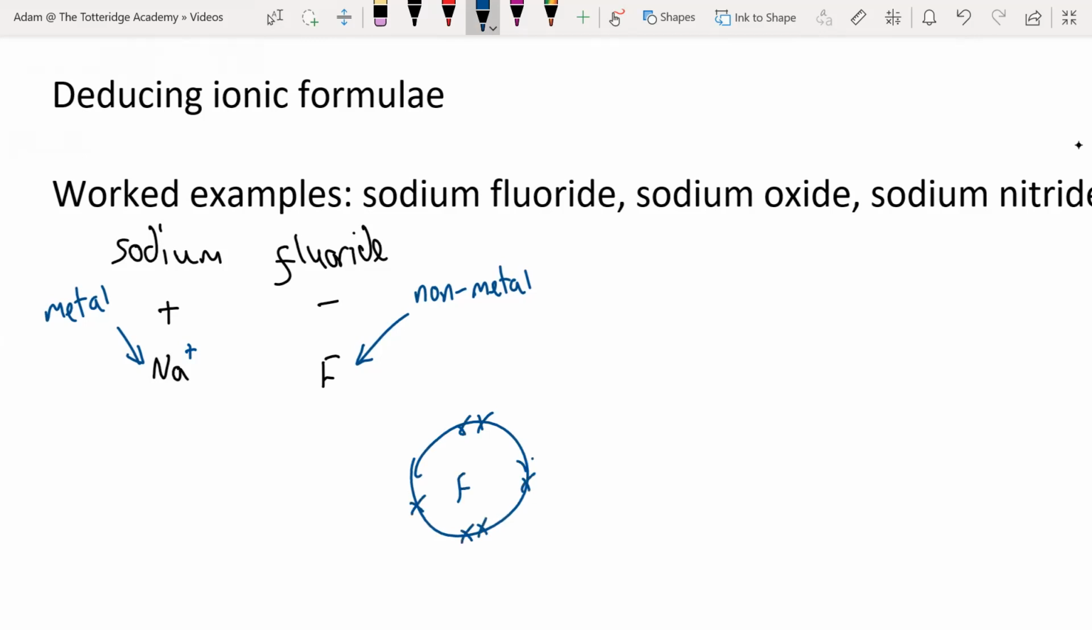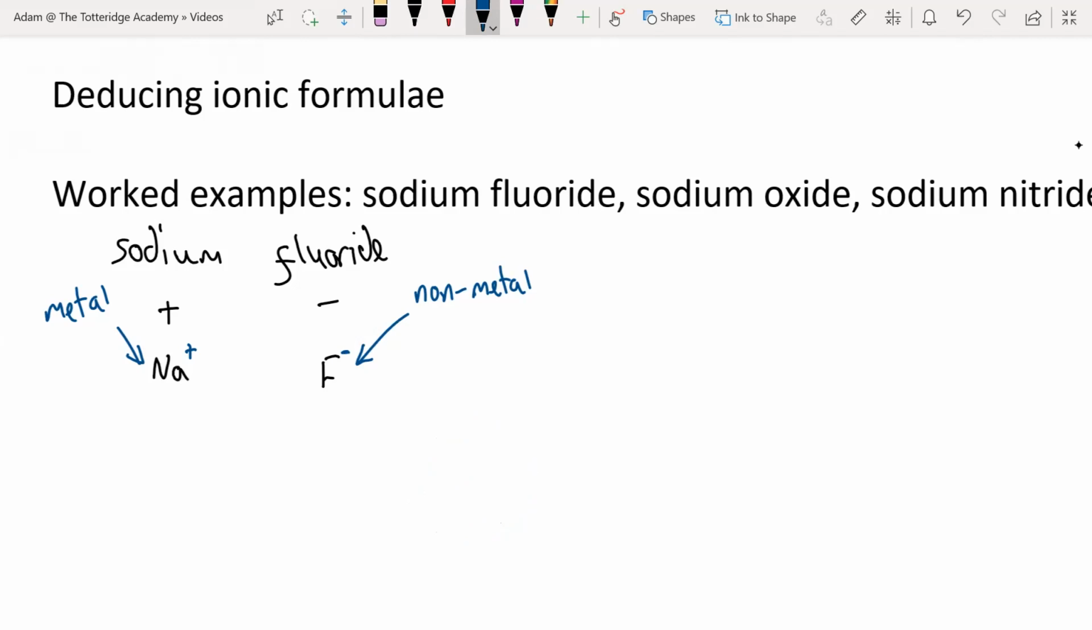What does it need to do in terms of gaining or losing electrons? Call out your answer on 3. 1, 2, 3. It needs to gain 1 electron, which means in turn that it will have what charge? What charge will there be on a fluoride ion? Call out your answer on 3. 1, 2, 3, minus 1, just like that.